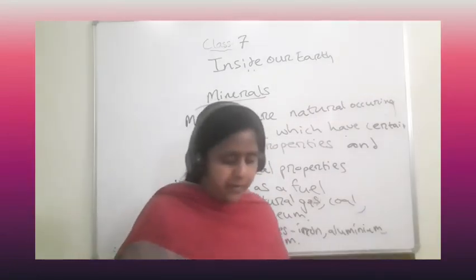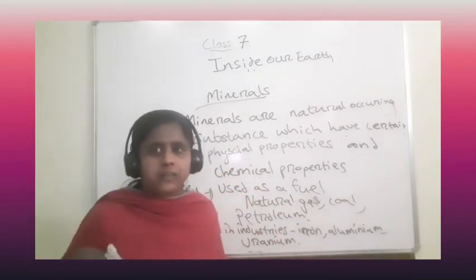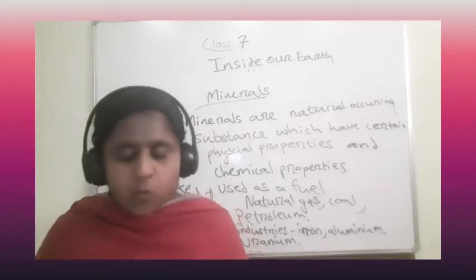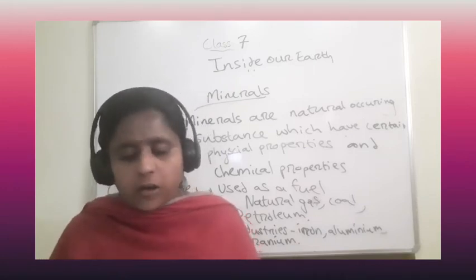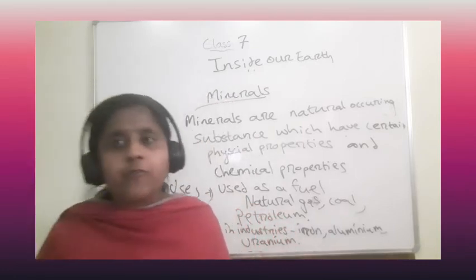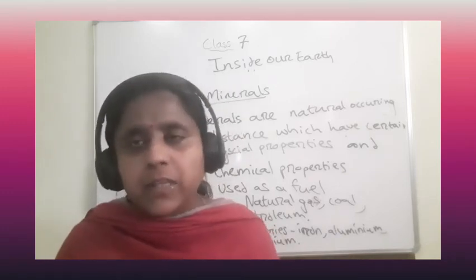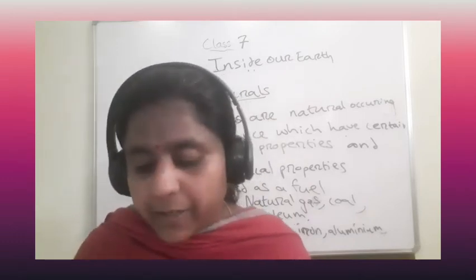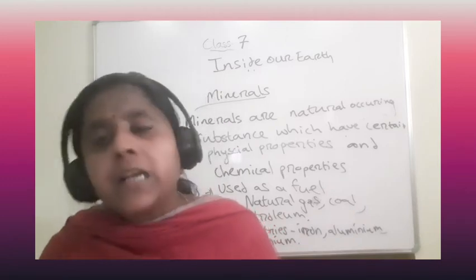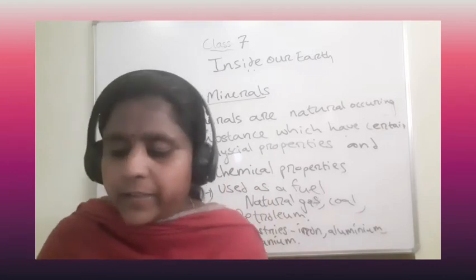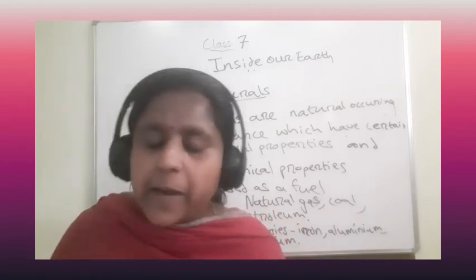What are the three layers of the earth? The three layers of the earth are crust, mantle and core. What is a rock? Rock is a naturally occurring substance, any natural mass of mineral matter that makes up the earth's crust. See, I have told you the definition of rock. In your book, it is written: any natural mass of mineral matter that makes up the earth's crust.